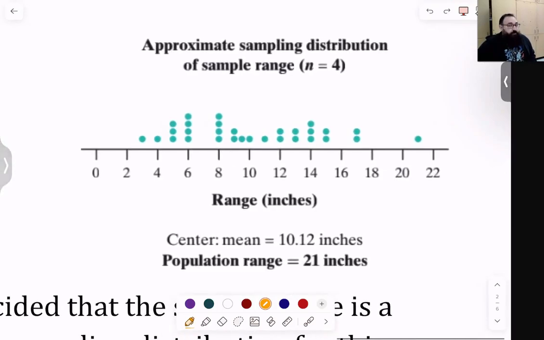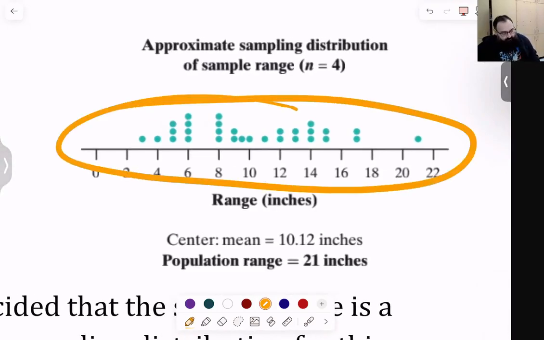Now, take a look at this. Here's the sampling distribution of the range. So here's all the ranges that the kids got. In the center of it was 10.12, somewhere right there. But the actual population range was 21.